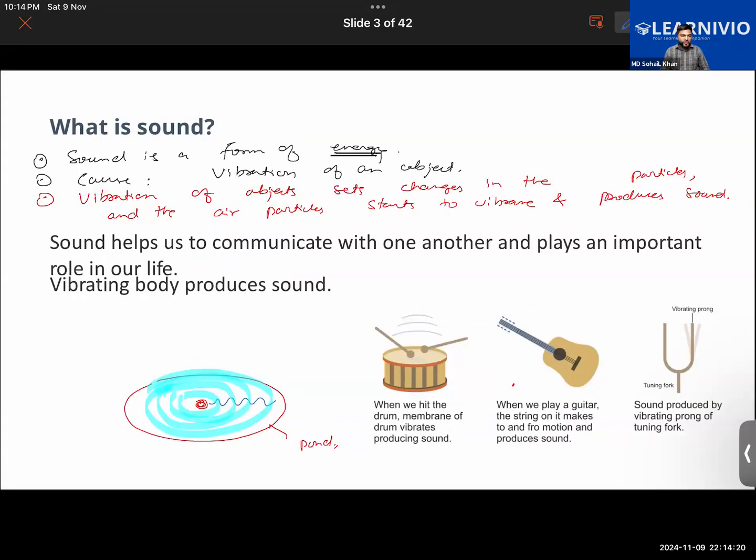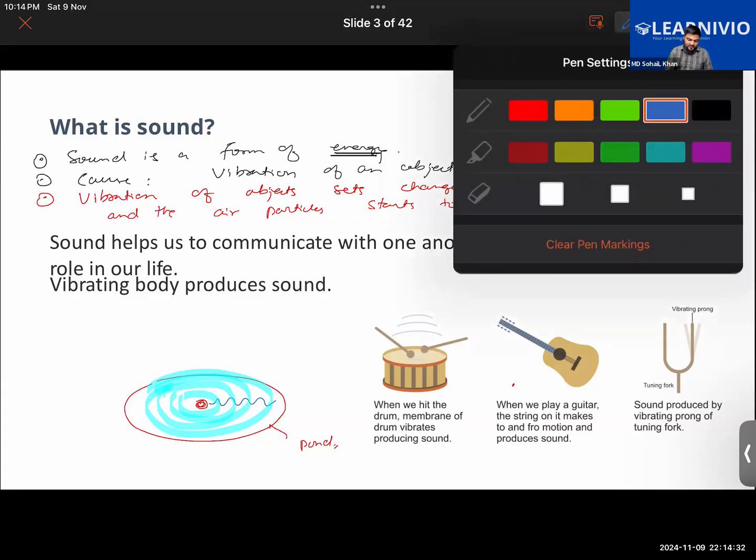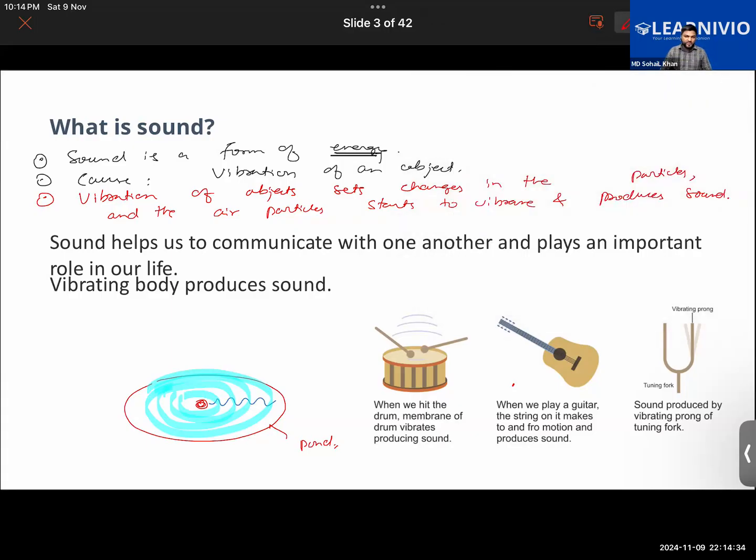One of the important roles of sound is that it helps us to communicate with one another, which is a very important thing in our daily life. Without sound, it will be very difficult to communicate with one another. So people who are not able to produce any sound, or whose sound box is defective, have to communicate via sign language, right?